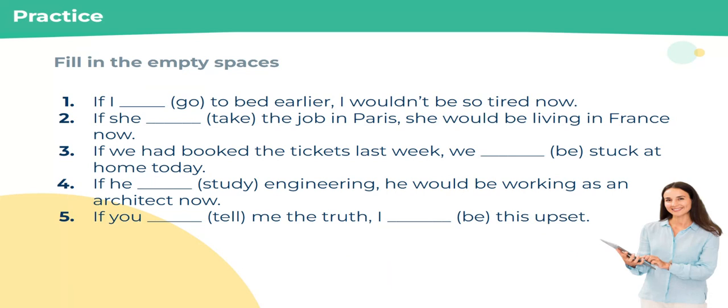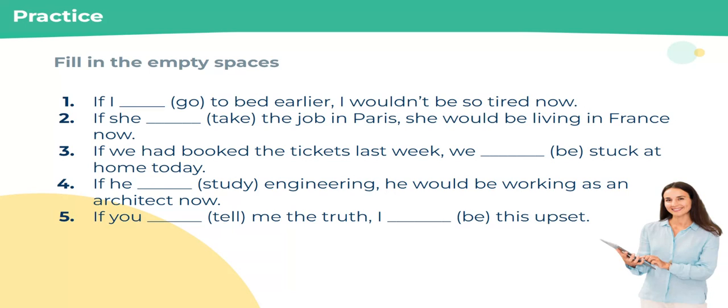So number 2, if she the job in Paris, she would be living in France now. That's with take. Number 3, if we had booked the tickets last night, we stuck at home today. Interesting. Number 4, if he engineering, he would be working as an architect now. Okay, sounds good. And the last one, number 5, if you me the truth, I this upset. Okay, well, the last one, it's a combination. We have to complete both sets of the mixed conditional.